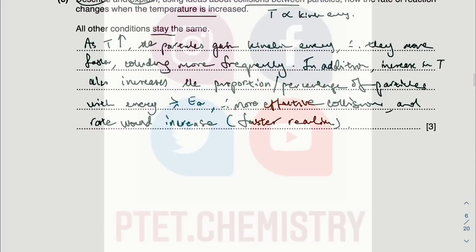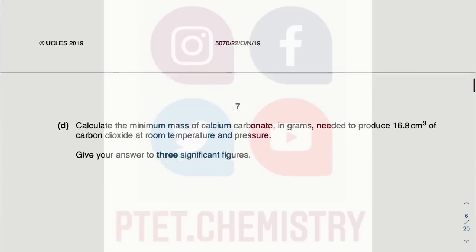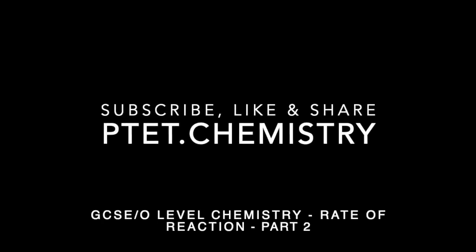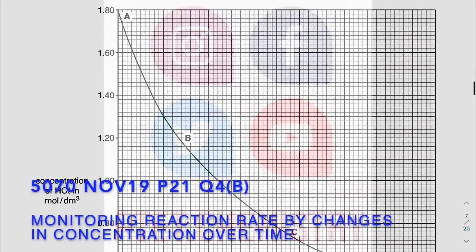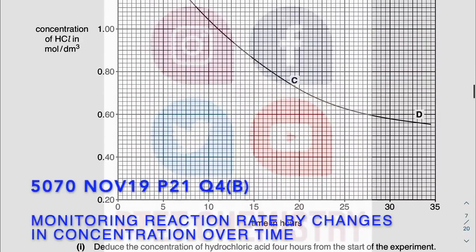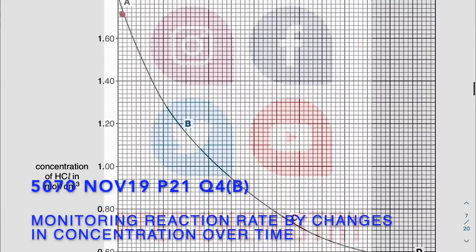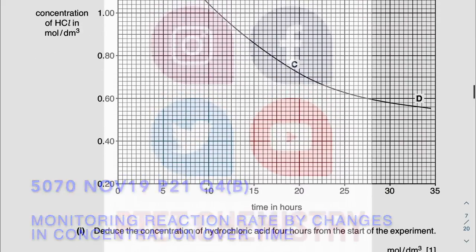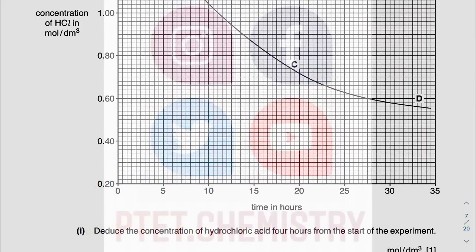What else? So here they outline the graph already. How does the concentration change? So it's a reactant, I told you. As time progresses, you take it out every hour. As time progresses, the concentration will go down. No issue there. Deduce the concentration 4 hours from the start.